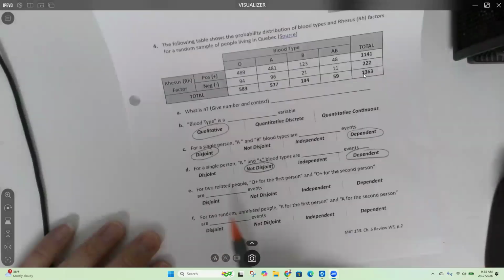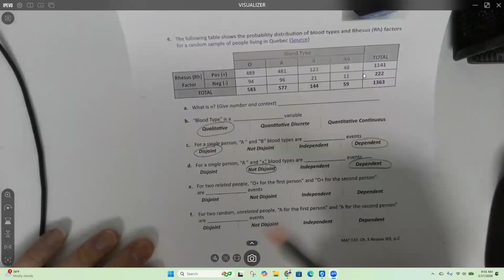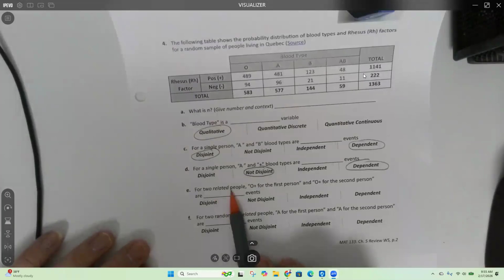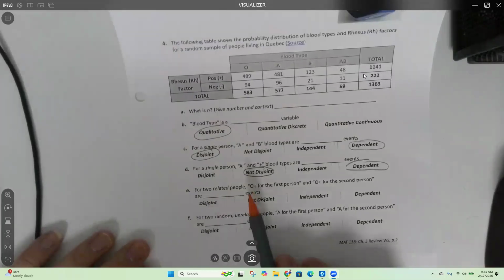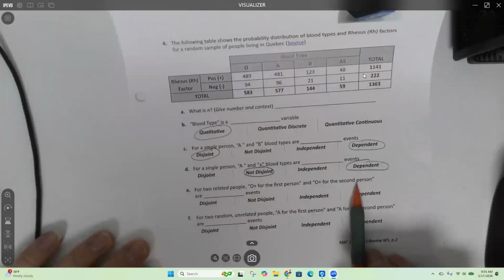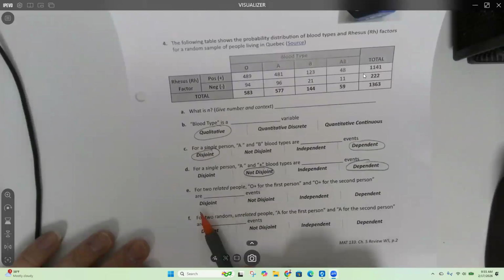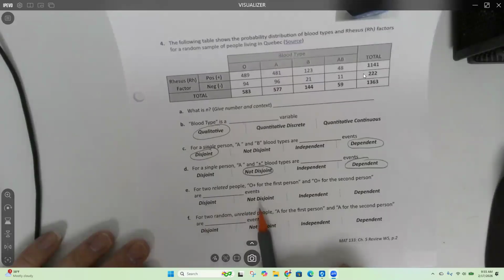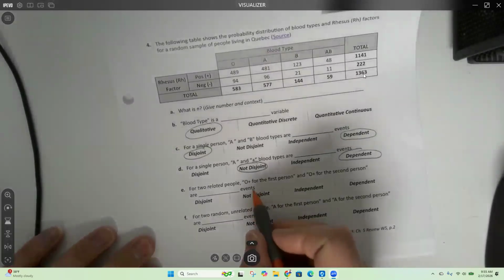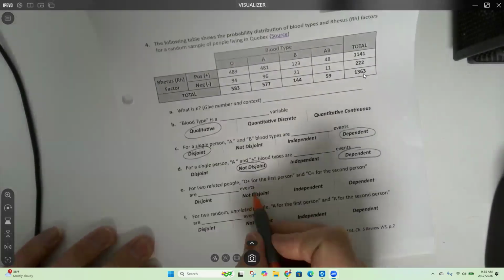For two related people, so mother and son, or two siblings, if the first person says that they are O positive, and the second one says they're O positive, can those events happen at the same time? Are those disjoint or not disjoint? What do you guys think? Yep, these are not disjoint again. Good.